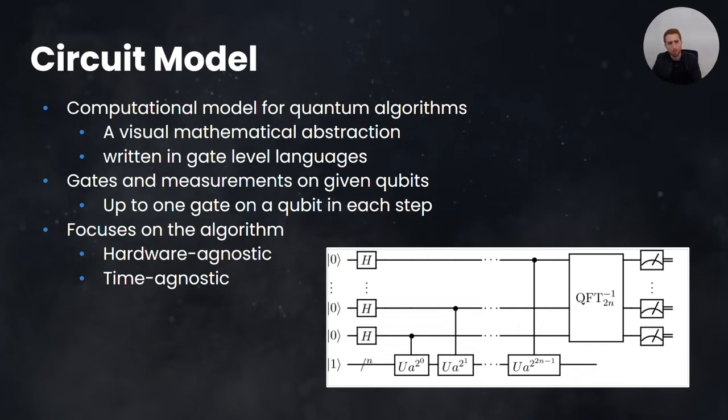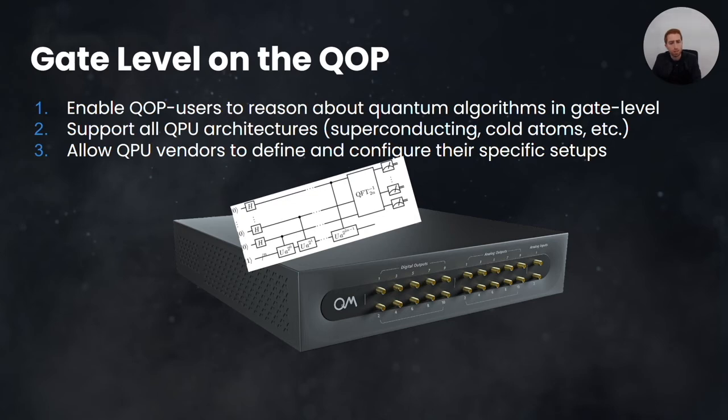This abstraction is very nice and it's very popular due to the fact that it allows us to focus on the algorithm itself, on the mathematical aspect, and ignore the hardware and the timing constraints. So it's hardware agnostic, right? It doesn't concern itself with the type of qubits or the number of cables, for example, and it's also time agnostic. It doesn't care about how long it takes to apply an operation. It only concerns itself with the order of gates. And we want to enable this on the QOP.